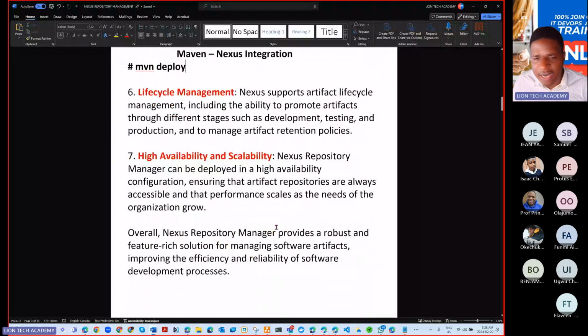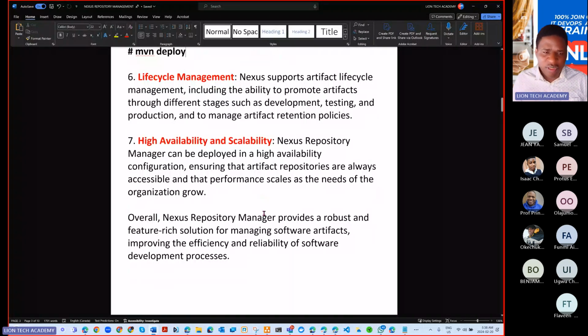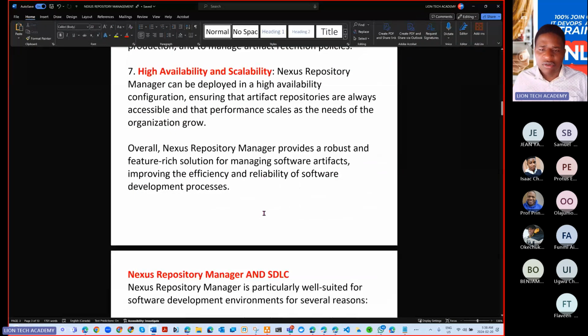So again, it offers high availability and scalability. The Nexus repo manager can be deployed in a highly available configuration, ensuring that artifact repos are always accessible and that performance scales as the needs of the organization grow. So overall, the Nexus manager provides a robust and feature-rich solution for managing software artifacts, improving the efficiency and the reliability of software development processes.